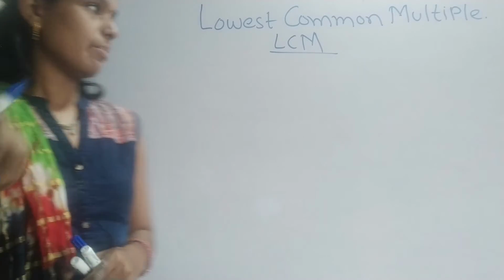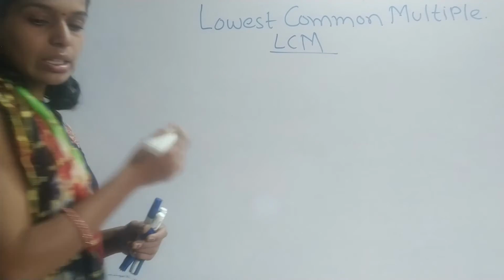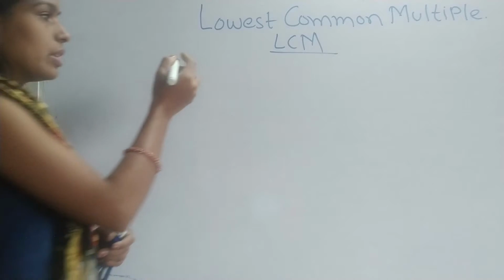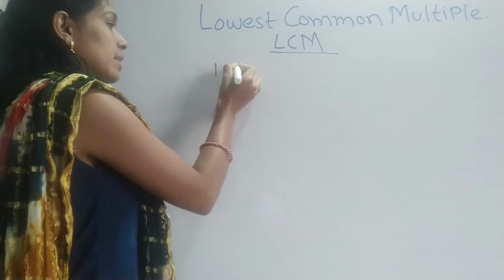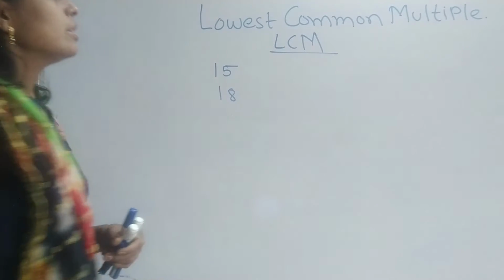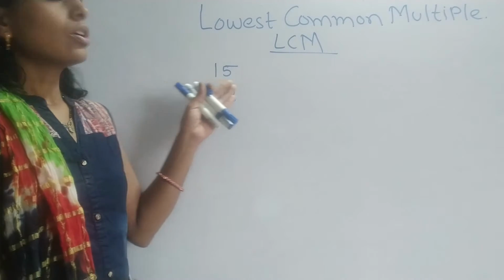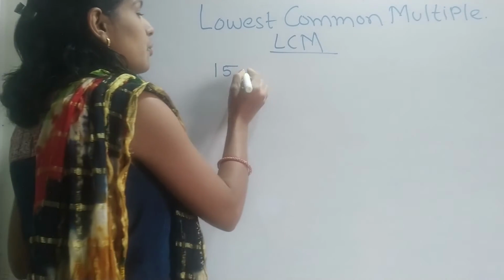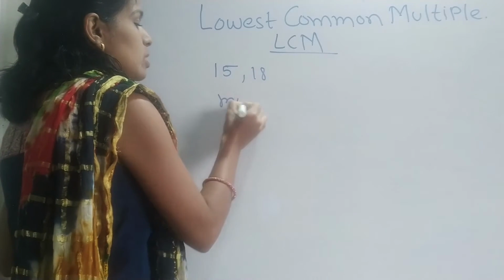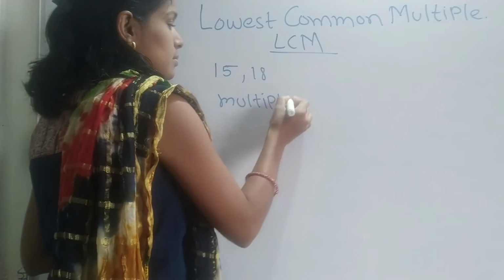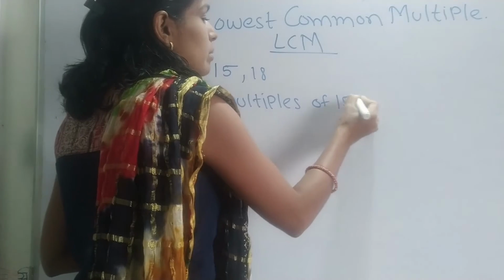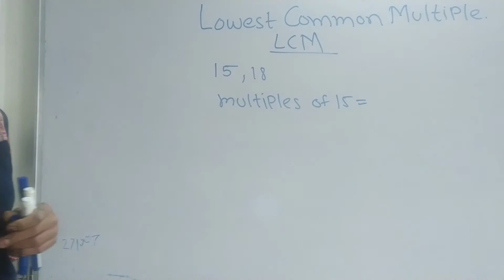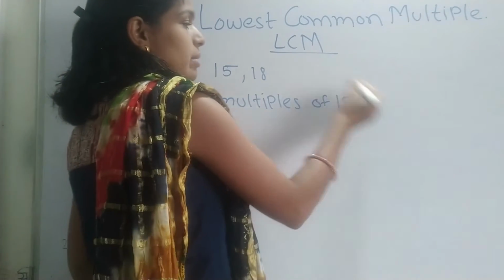Okay, let's see one example. Here, what are the numbers given to you? Suppose you are given the numbers 15 and 18. Then you have to find the multiples of these two numbers. Let's write the multiples of 15. What are the multiples of 15? We know that the table of 15 is called the multiples of 15.